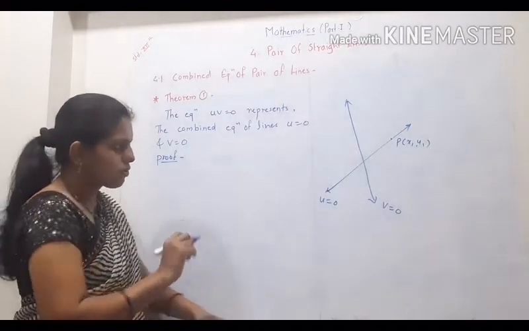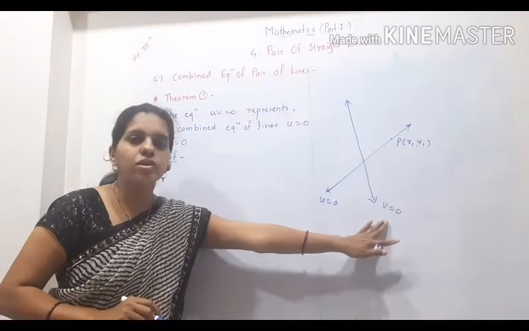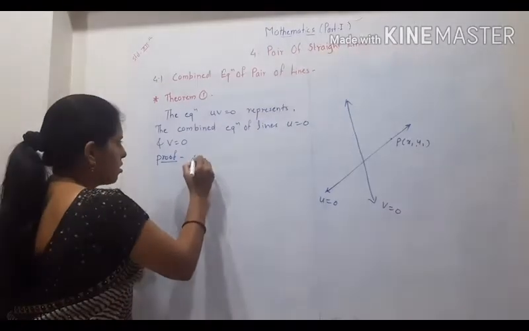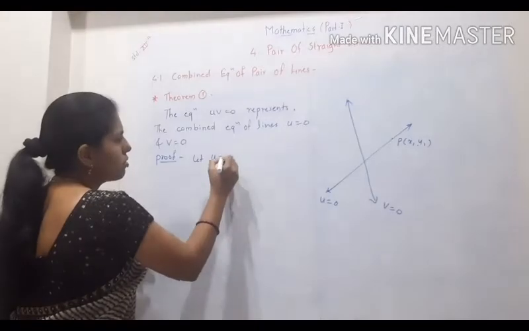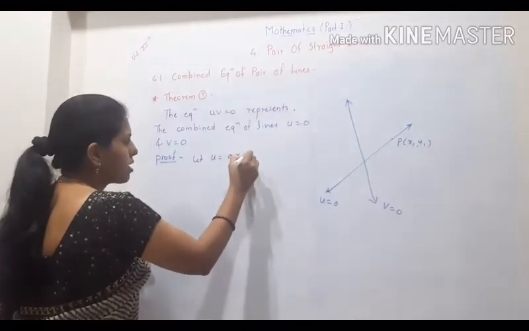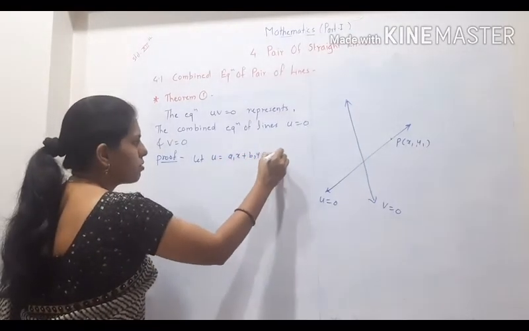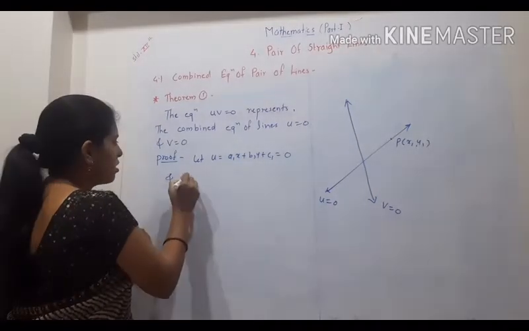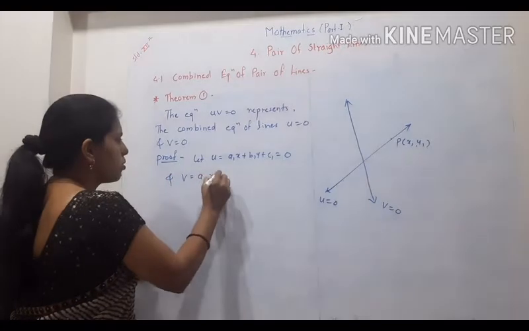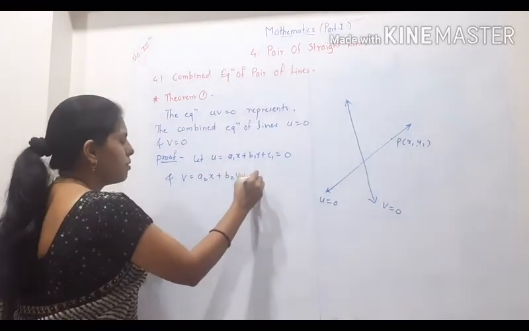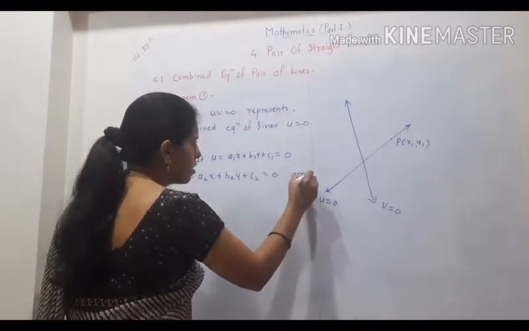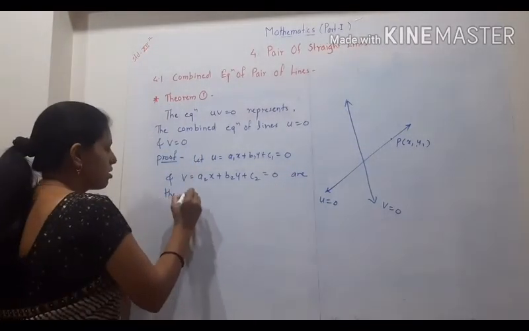So let us take the equations of u is equal to 0 and v is equal to 0 in the general form. First, let u is equal to a1x plus b1y plus c1 is equal to 0, the equation of the first line, and v is equal to a2x plus b2y plus c2 is equal to 0 are the two given lines.